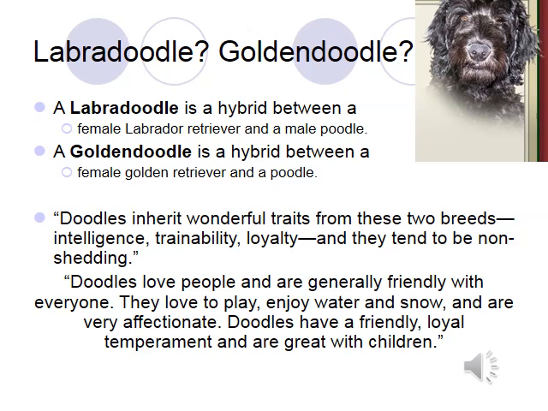So, a Labradoodle and a Golden Doodle. A Labradoodle is a hybrid between a female Labrador Retriever and a male poodle. A Golden Doodle is a hybrid between a female Golden Retriever and a poodle. Doodles inherit wonderful traits from these two breeds: intelligence, trainability, loyalty, and they tend to be non-shedding. Doodles love people and are generally friendly with everyone. They love to play, enjoy water and snow, and are very affectionate. Doodles have a friendly, loyal temperament and are great with children.